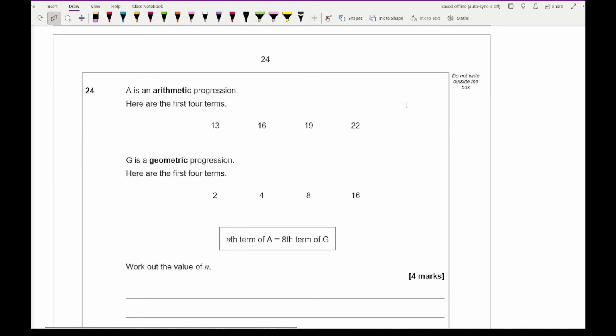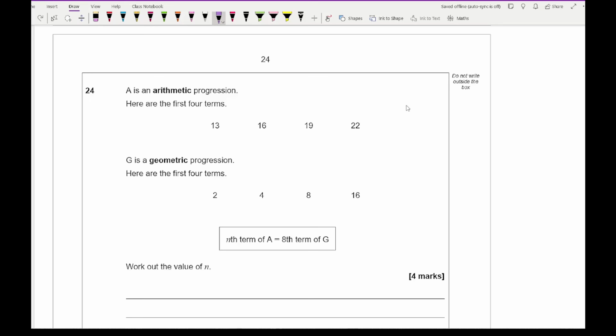Then for question 24, it says A is an arithmetic progression. Here are the first 4 terms, and we've got 13, 16, 19, and 22. G is a geometric progression, and here are the first 4 terms. And it says that the nth term of A equals the 8th term of G. Work out the value of n.